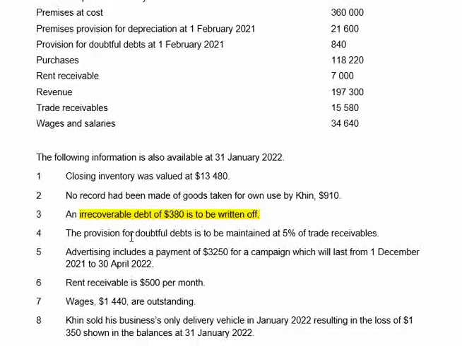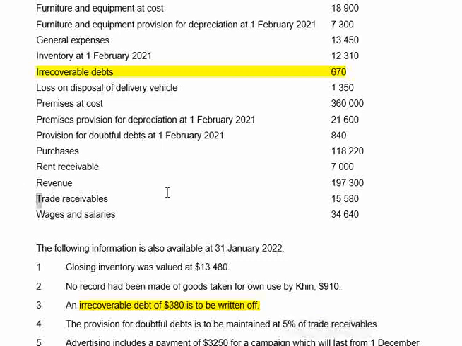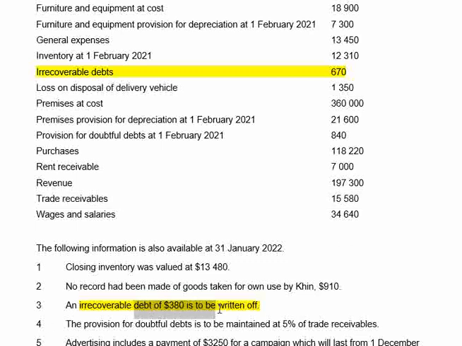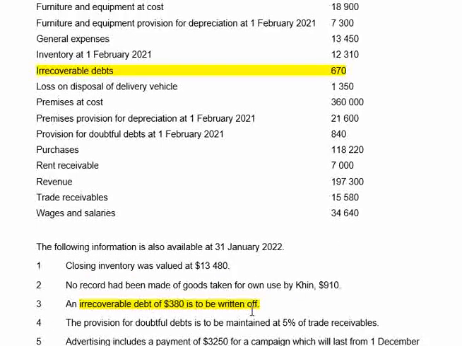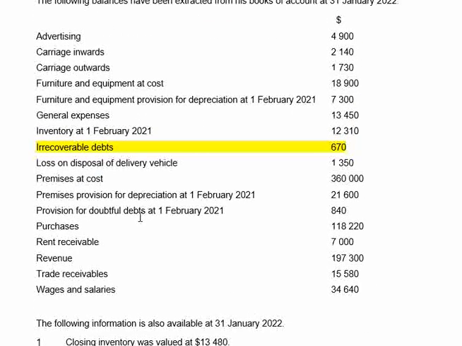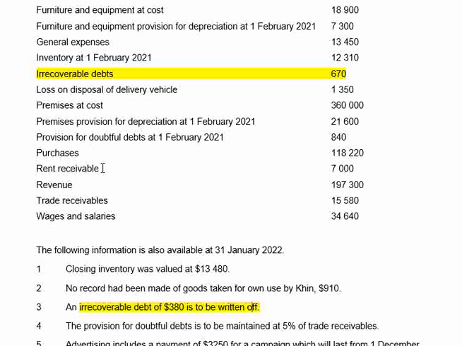Then the fourth working is provision for doubtful debt, which is to be maintained at 5% of trade receivables. First we have to look for the trade receivables. Here we have these trade receivables, 15580, and then we will deduct irrecoverable debts first, and then we will take out 5% of that amount, and then we will compare it with the provision for doubtful debt at the start of the year, and then we will see whether the provision is increasing or decreasing.